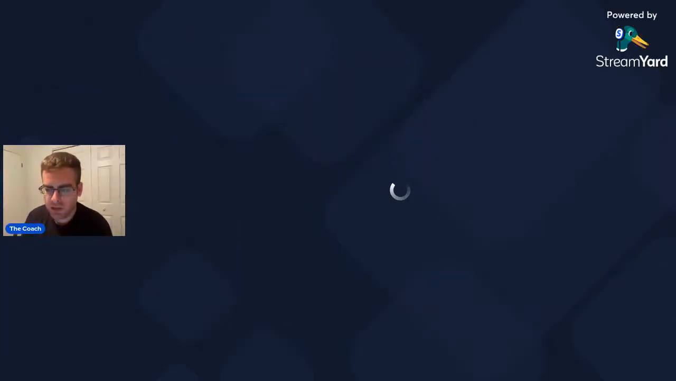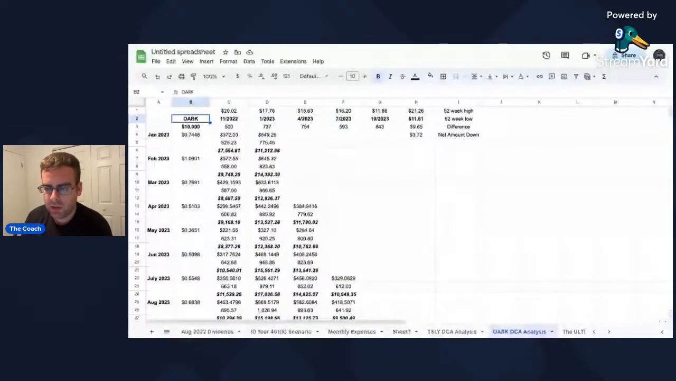It was a lot easier the second time around because I had already built the template out to begin with. All I had to do was plug in the numbers for OARK. This should go for about 10 minutes or so, and I'll read any comments towards the end, so definitely comment away. Okay, let me make sure the share is working here. And okay, there we go.